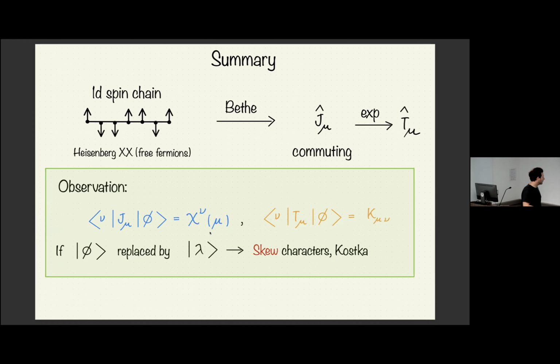So an actual question is, what would happen if you replace this vacuum state by an arbitrary partition? Then you'll see that what you're computing is something called the skew characters and the skew Kostka numbers. So it works out very nicely. This is all quite mysterious at this point. Why is this working? So the question is, what's going on? I want to use the rest of the talk to explain why this works.